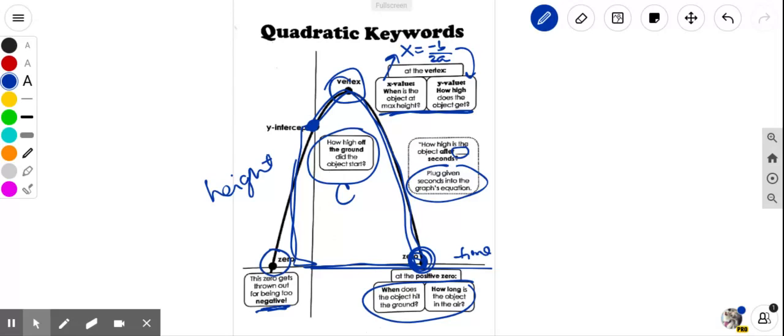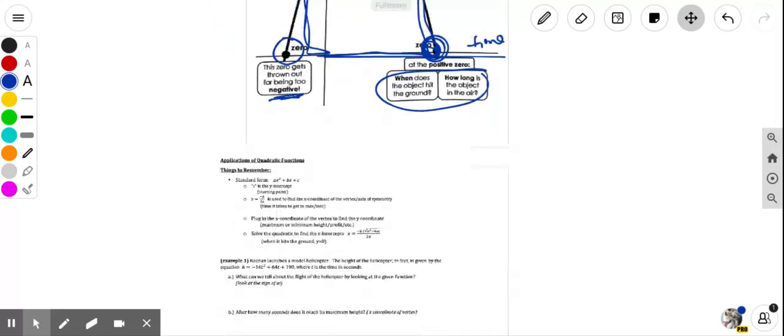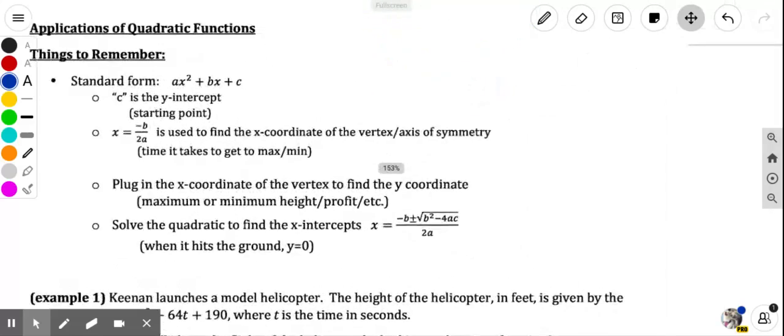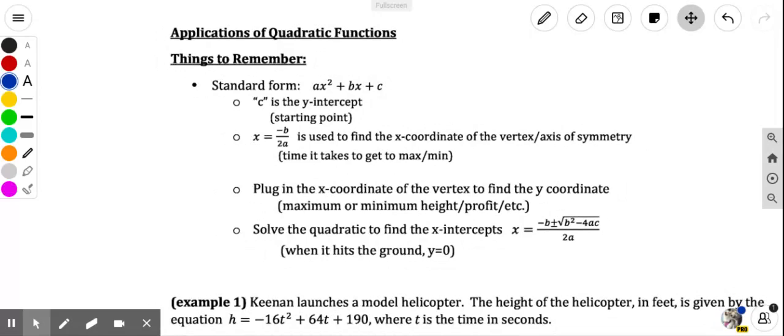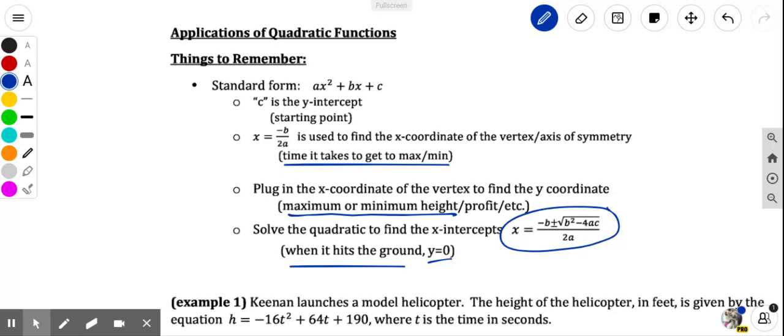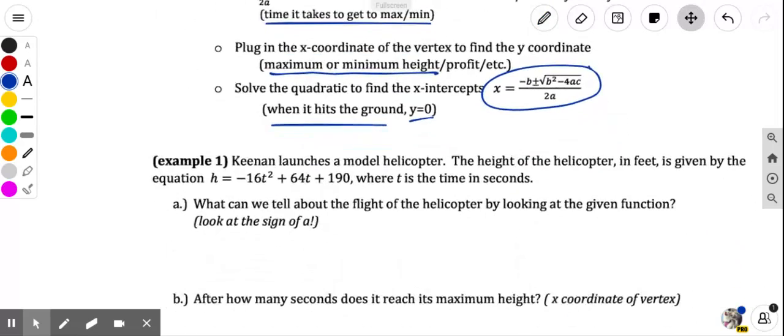So all of this information that I just went over is also at the top of your notes, which is right here, things to remember. I gave you standard form, talking about how c is the y-intercept, x equals negative b over 2a is used to find the x-coordinate of the vertex. And then I even put underneath, time it takes to get to the maximum height. Then you plug in the x-coordinate to find the y-coordinate, which is the maximum height or profit or whatever it is. And then to solve when it hits the ground, or when y is 0, you do the quadratic formula. So we're going to do a few examples together.